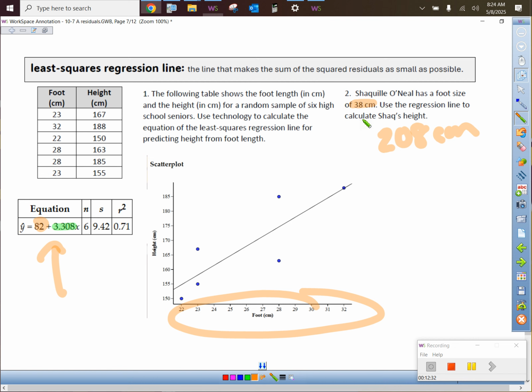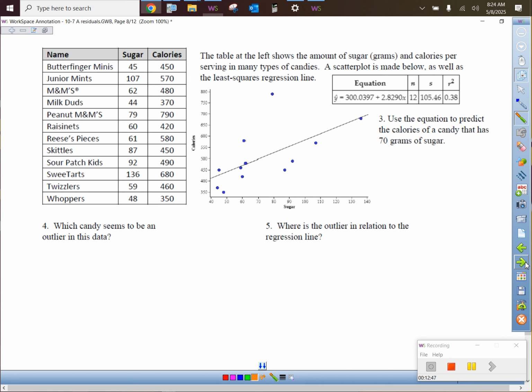Would you believe Shaq is like an outlier in this scenario because he's so tall and his foot is so big? It's an extrapolation. There's nobody that's got a foot 38 centimeters big, right? That's just too far off the graph, right? So that's an extrapolation. And then here's that candy data from last time. You remember like the sugar versus the calories and all that stuff? So here's the table showing all that.